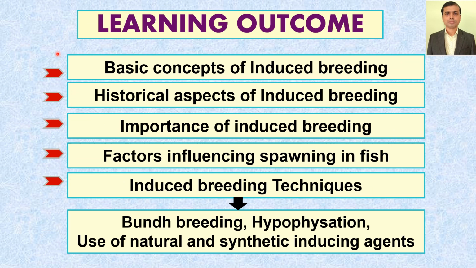Through this presentation, an effort has been made to explain various aspects of induced breeding, such as basic concepts of induced breeding, historical aspects of induced breeding, importance of induced breeding in modern aquaculture, factors influencing spawning in fish, and induced breeding techniques such as bund breeding, stripping, hypophysation, use of natural and synthetic inducing agents.